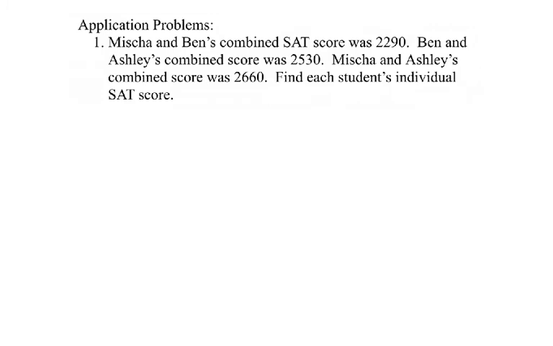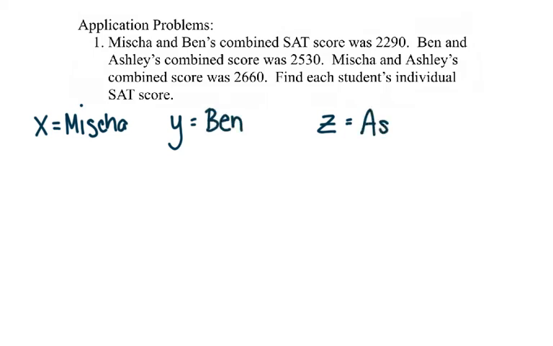So the first thing that we're going to do is assign some values to it. So we got X, we got Y, and we got Z. If you don't like that, you can use M, B, and A, whatever you want to do. But I'm going to say that X is Misha, because that's the first one I get to. I'm going to say Y is going to represent Ben, and Z is going to represent Ashley.